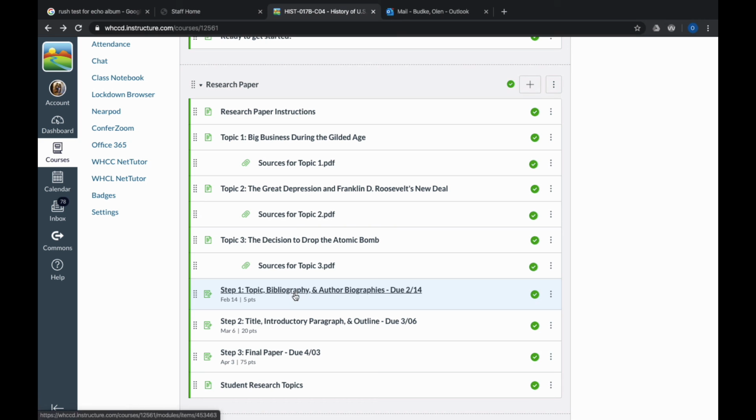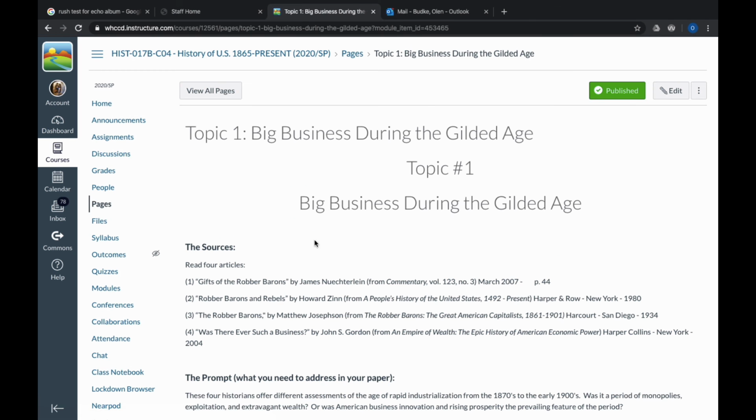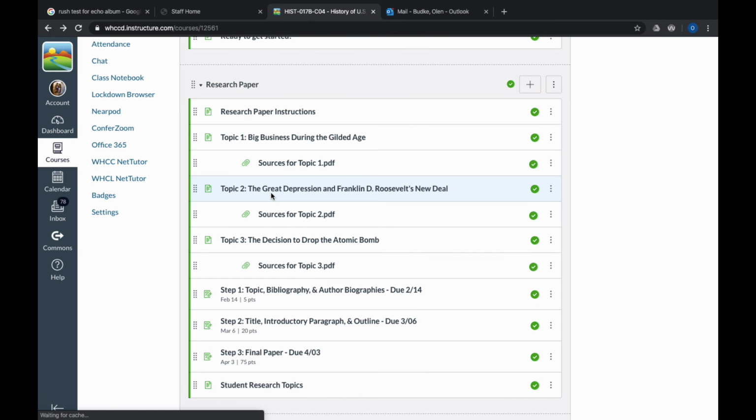My bibliography. That means I need to create a bibliography for these 4 sources, right? If I chose topic 1, I've given you all the information you need to create your bibliography. You just need to put it in the right format and the right order. But I've given you everything you need to know there.